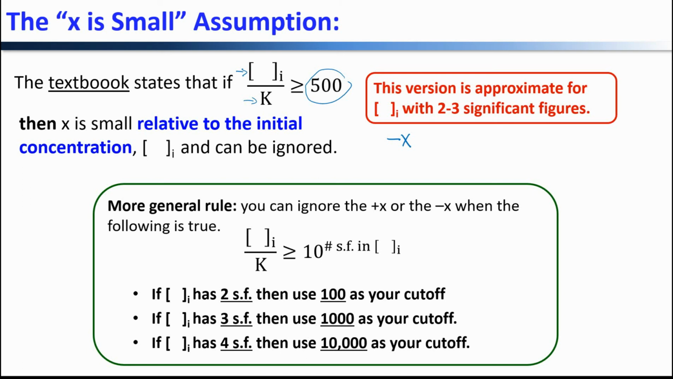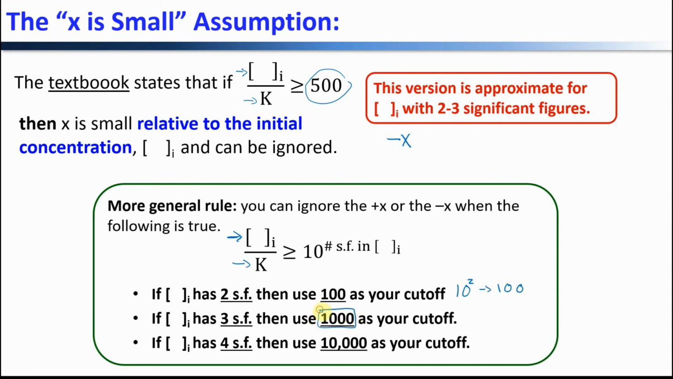So what you want to do is do your division. So your initial concentration divided by the equilibrium expression. And we want to look at how many sig figs we have in this initial concentration. Not in the K, but in the initial concentration. If there are 2 sig figs, then we would have this 10 to the 2, otherwise known as 100. And then 10 to the 3, otherwise known as 1,000.